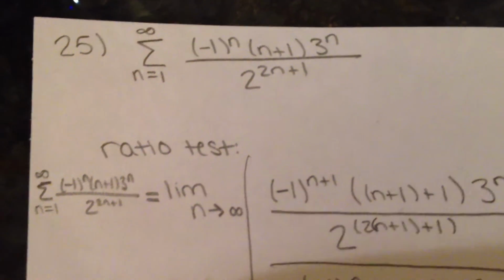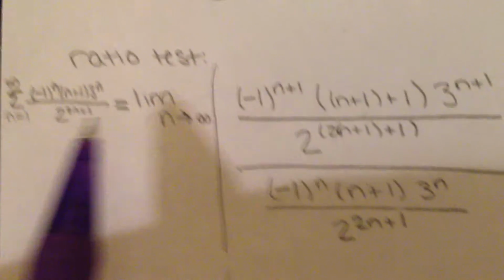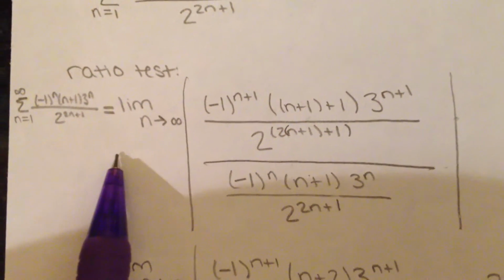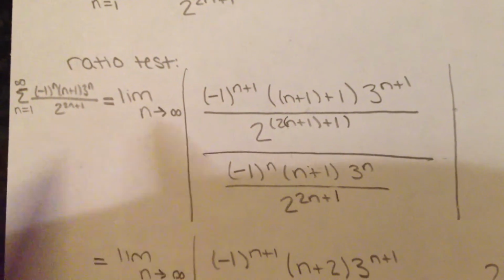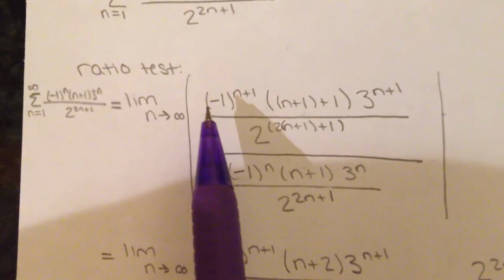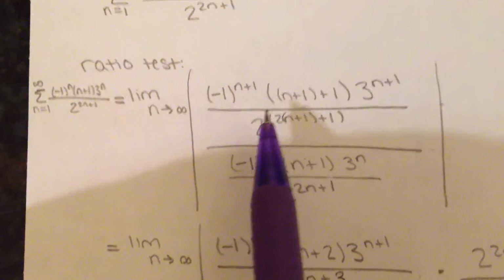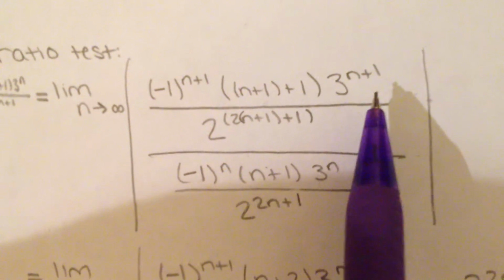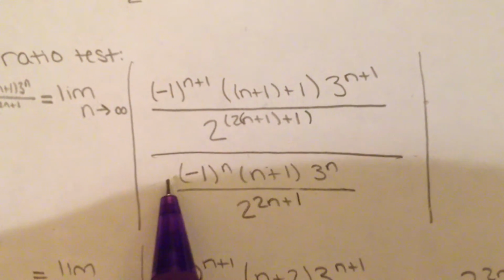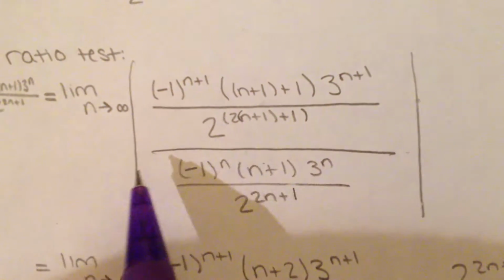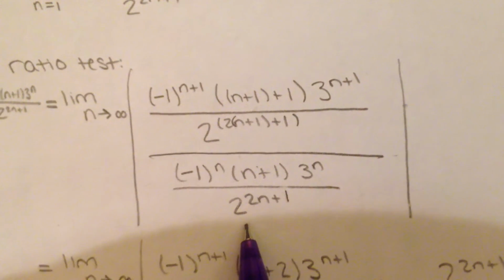So to do this, I decided to do the ratio test. And what I did was I set this equal to the limit as n goes to infinity of the absolute value of (negative 1)^(n plus 1) times (n plus 1 plus 1) times 3^(n plus 1) over 2^(2n plus 1 plus 1), all over the initial function.